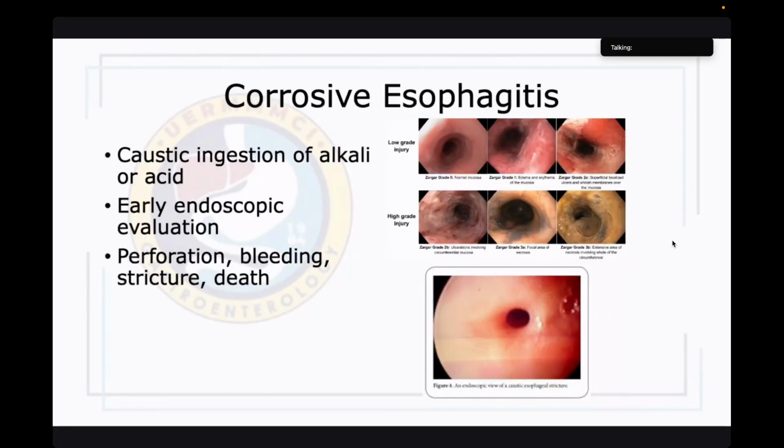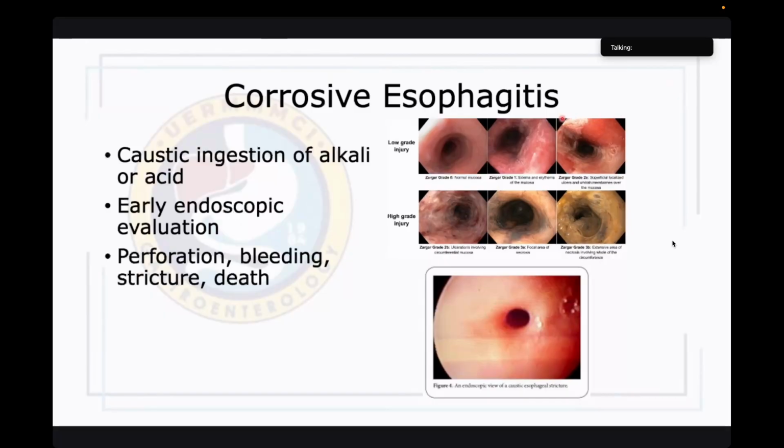Caustic injury to the esophagus can be accidental or intentional. Both alkali and acid ingestion can cause injury to the esophagus, although alkali ingestion is more common. Early endoscopic evaluation is recommended, and endoscopy should be done within 24 to 48 hours to assess and grade the injury to the esophageal mucosa. So knowing the extent of the damage based on the endoscopic findings will help us with our management.